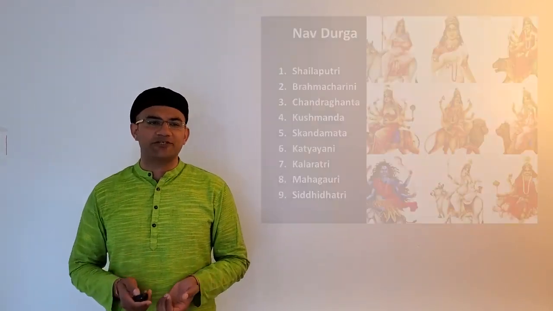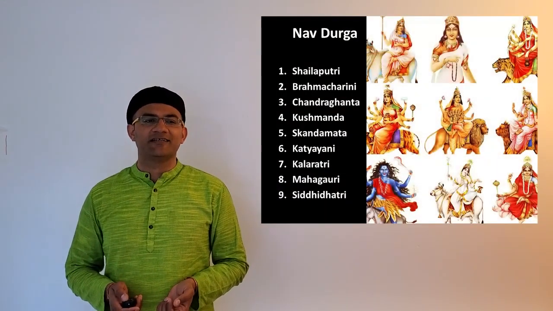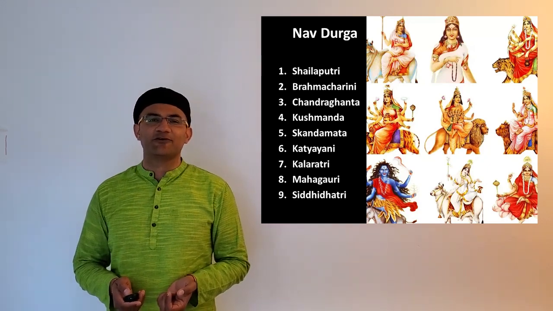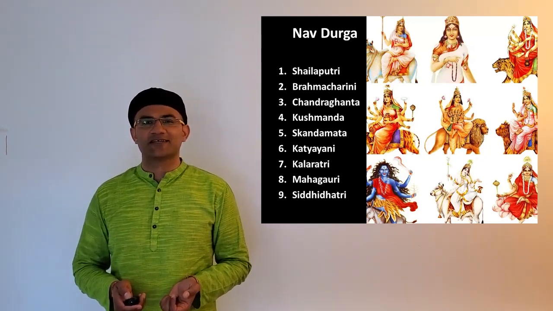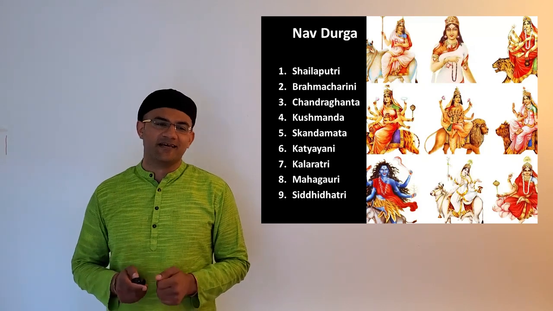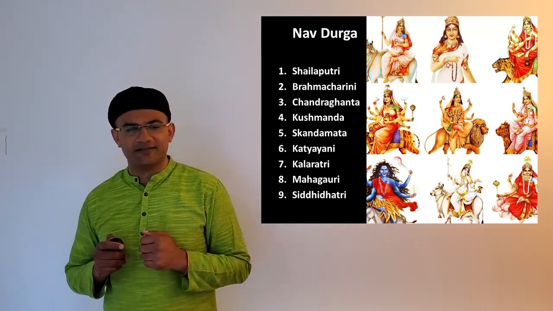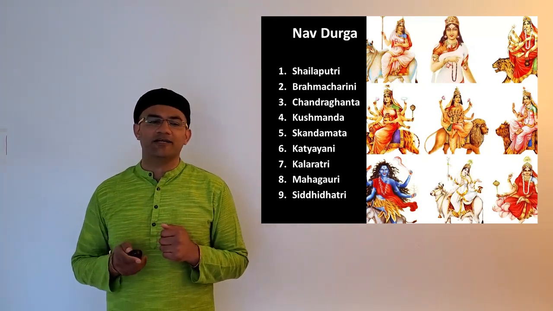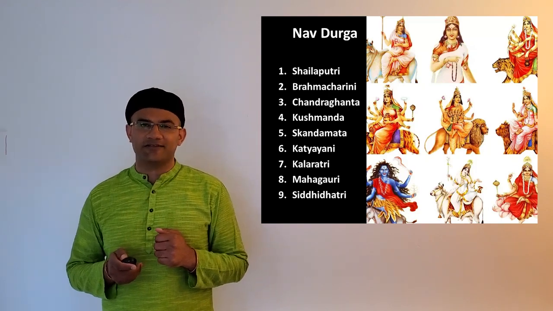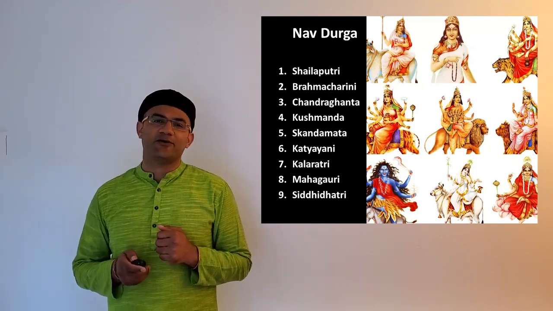So let's look at the Navadurga, the nine forms of Durga. Nine days, nine forms. First day, Shailaputri. Second day, Brahmacharini. Third day, Chandraghanta. Fourth day, Kushmanda. Fifth day, Skandamata. Sixth day, Katyayani. Seventh day, Kalaratri. Eighth day, Mahagauri. And ninth day, Siddhidatri. So these are the nine forms of Durga.